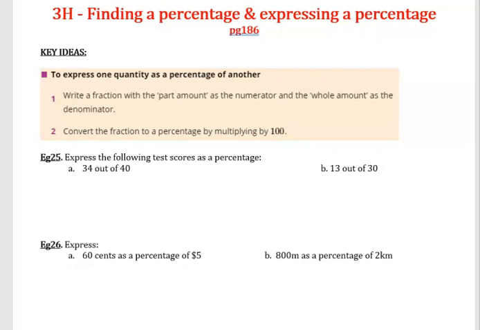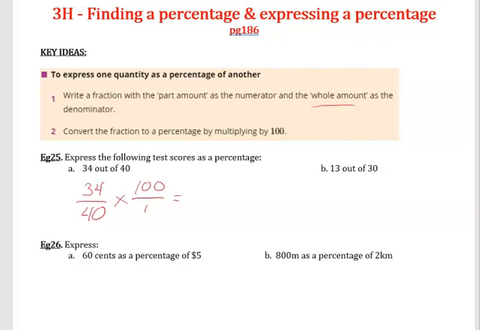Finding a percentage and expressing as a percentage. To express one quantity as the percentage of another, you write it as a fraction, the part amount over the whole amount. So for this one, I've got 34 out of the total of 40. And to convert a fraction to a percentage, as we know, we multiply that by 100, which I make 100 over 1, because any whole number is itself over 1.